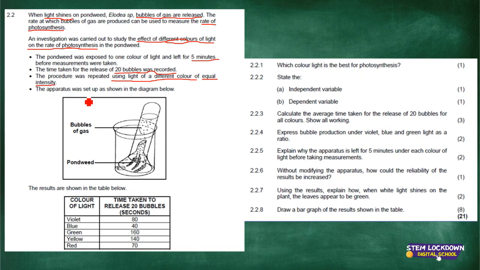The apparatus was set up as shown in the diagram below. In this diagram, we have bubbles of gas that are showing. After 20 bubbles showed, the time was recorded, and there is our pondweed. So the results are shown in the table below. We have violet, blue, green, yellow.